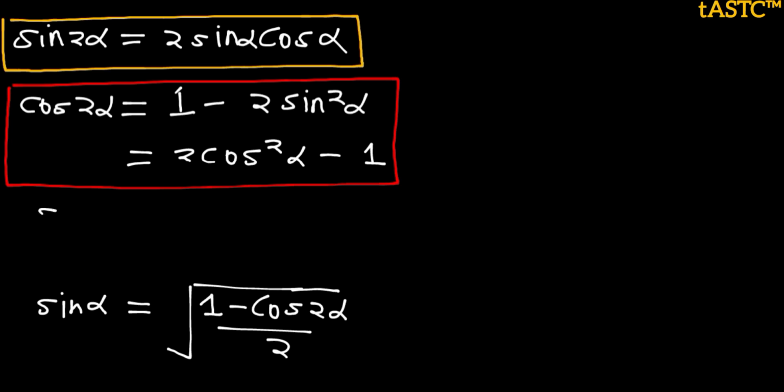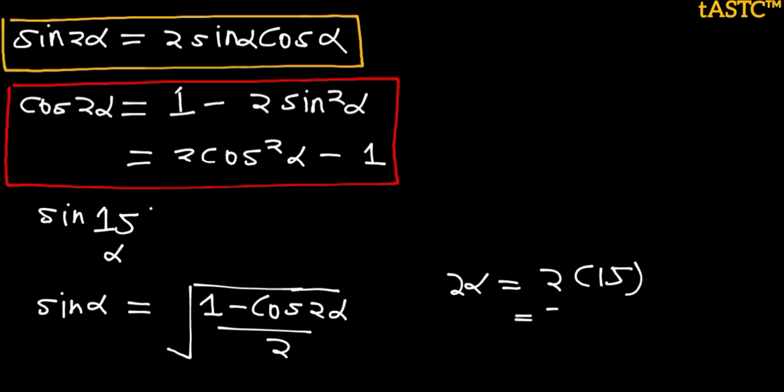Let us say that you were required to find sine 15 degrees. Now if we took this as the alpha, then we need to find the cosine form of the double angle of 15. That is going to be 2 alpha. Now 2 alpha, that means 2 multiplied by 15, which is going to give us a 30. So obviously we need to find the cosine of the 30.